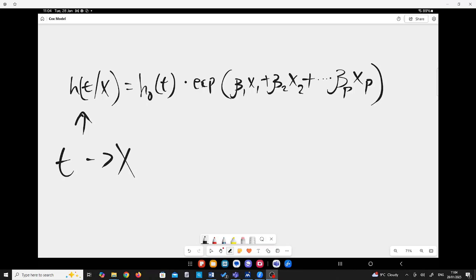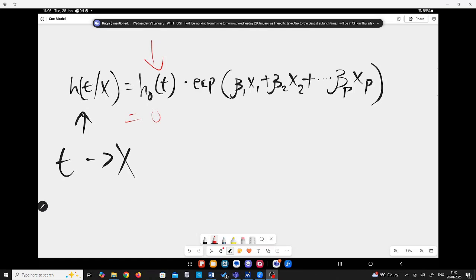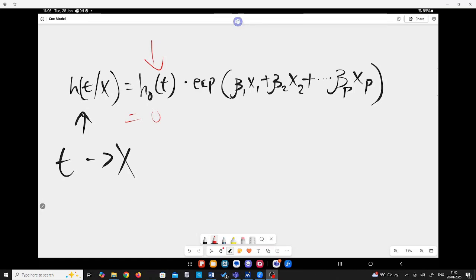The second part of this equation is the baseline hazard function. This is the hazard function when all covariates are 0, and it tries to capture the underlying risk common to everyone, independent of covariates. The third part is the exponential part that adjusts the baseline hazard according to the covariates. So the coefficients quantify how each covariate affects the hazard.